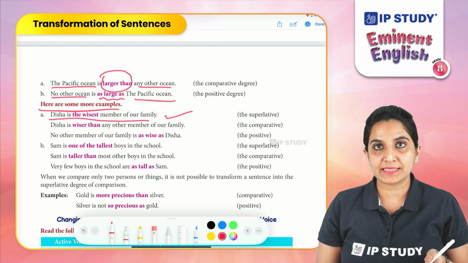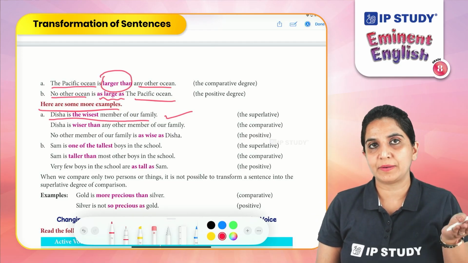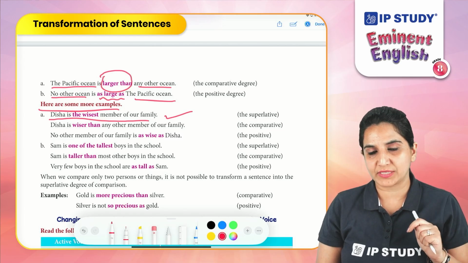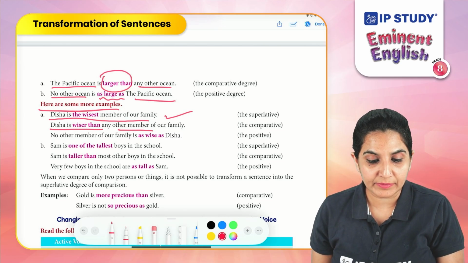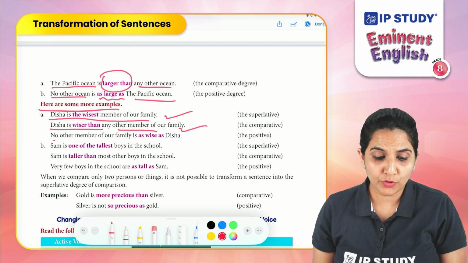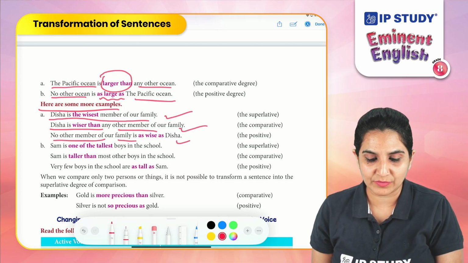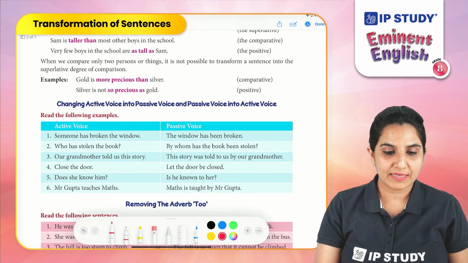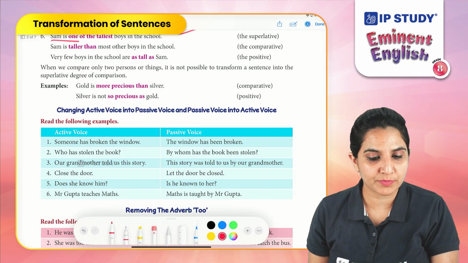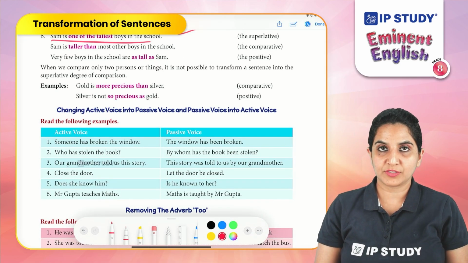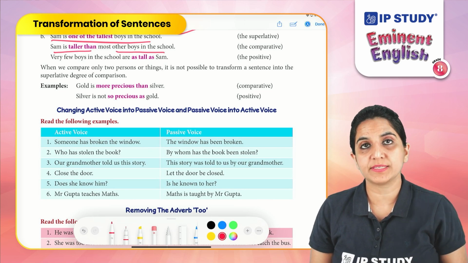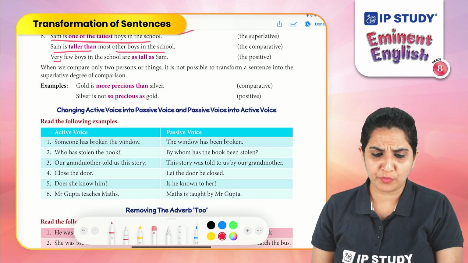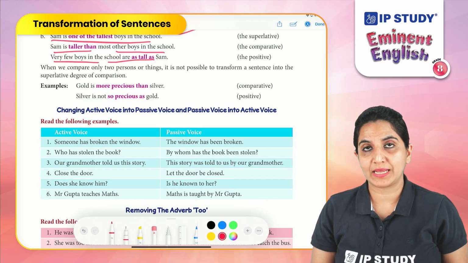Let us study the same sentence in the comparative degree and in the positive degree. Disha is wiser than any other member of our family. No other member of our family is as wise as Disha. Sam is one of the tallest boys in the school. Sam is taller than most other boys in the school. Very few boys in the school are as tall as Sam.